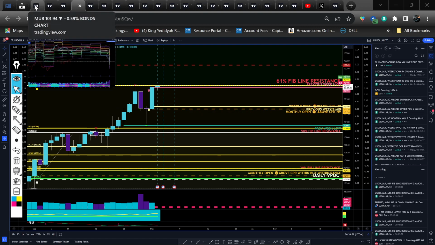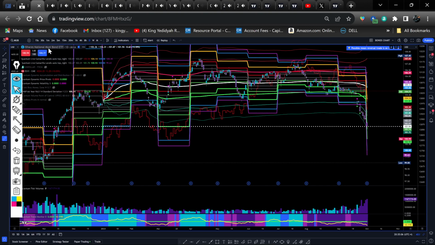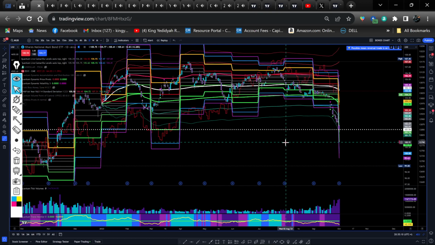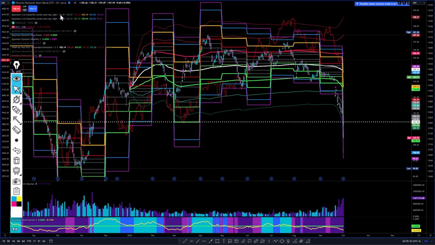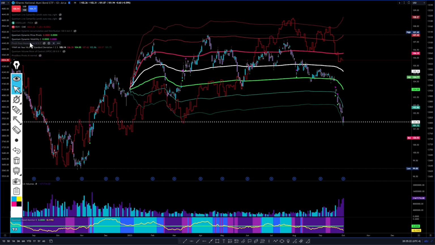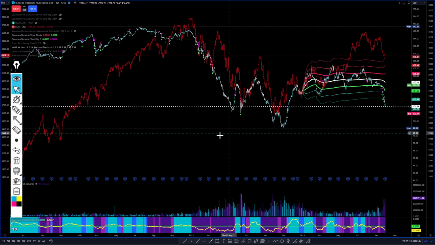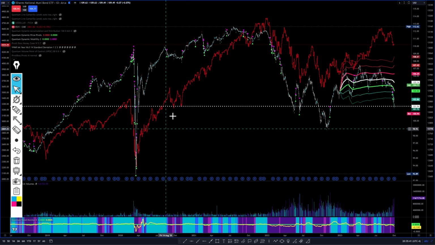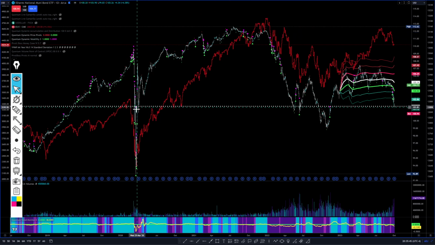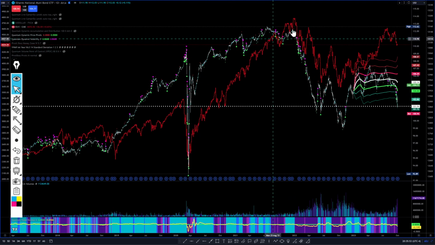So let's take a quick look here at the bond market. This is MUB, the municipal bond ETF. Let me take off the Camarilla levels. This red line that you see in here is the ES. Now I read in some books that the bond market is divergent compared to the ES, but what I'm looking at here, this red line, the ES, is following the bond market, so I don't see any divergence really.